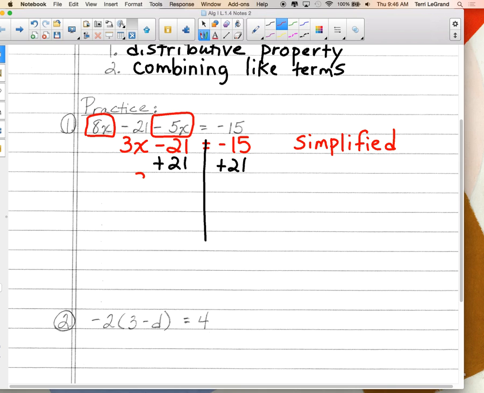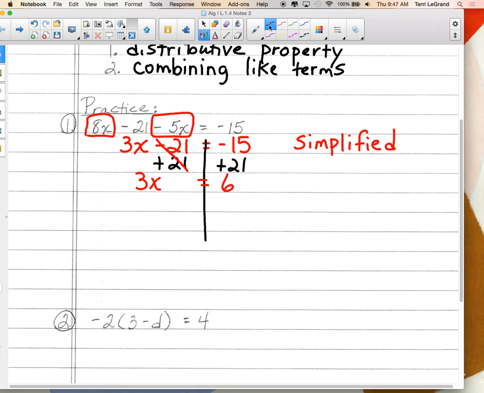So we now have 3x, these guys are gone, equal to what? What's negative 15 plus 21? Devin? 6. So in other words, when I'm working with positives and negatives, I often think of living in North Dakota. It's 15 below 0 some morning, and the temperature rises 21 degrees throughout the day. Where would it end up? 6 above 0, right?